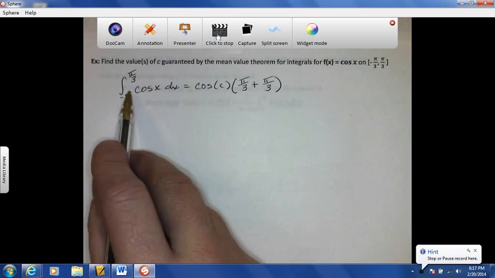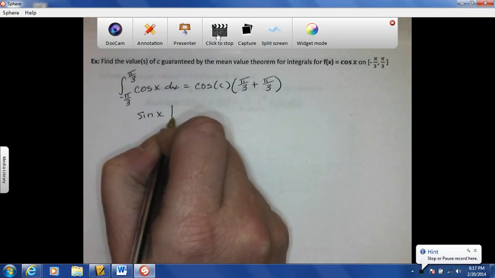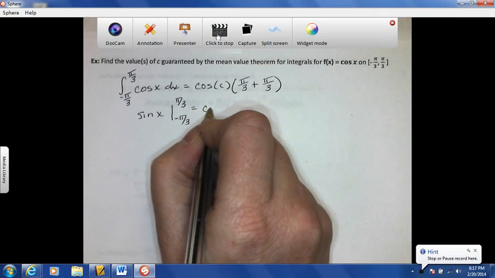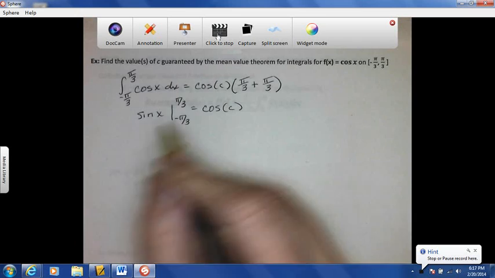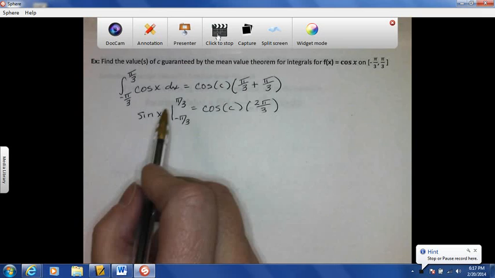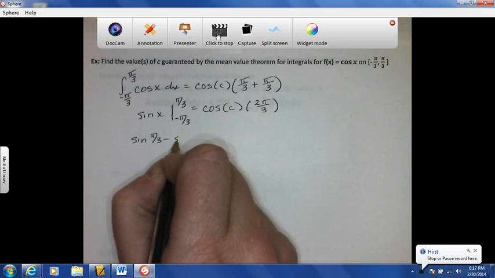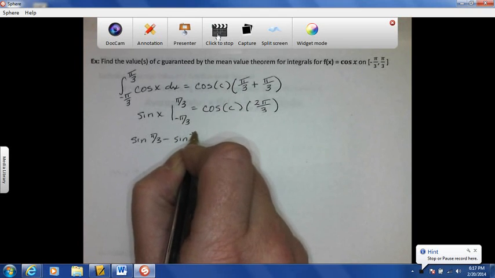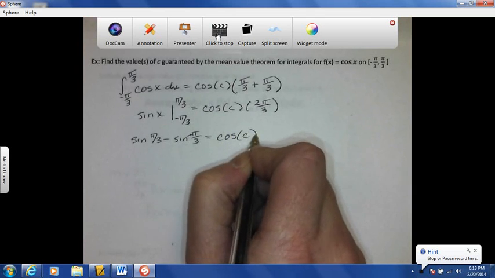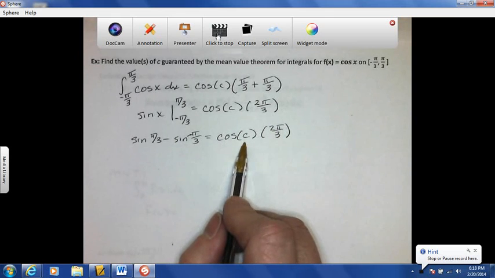To calculate the integral of cosine, we do need to integrate that back to sine of x and evaluate it from negative pi over 3 to positive pi over 3. This is equal to the height of the rectangle, cosine of c, times the width of the rectangle, which is 2 pi over 3. Evaluating sine at the upper limit of integration minus sine at the lower limit of integration is equal to, once again, our area of the rectangle where the base is 2 pi over 3 and the height is cosine of c.